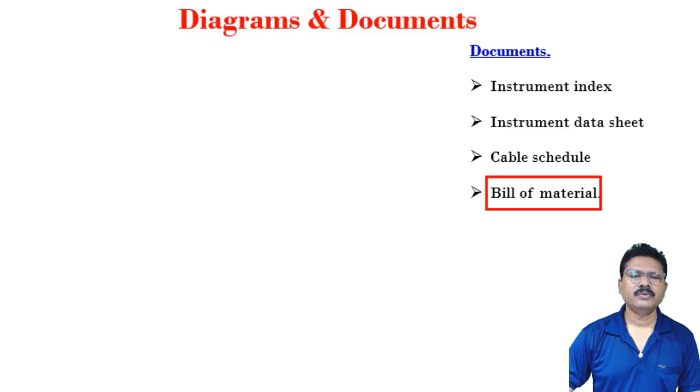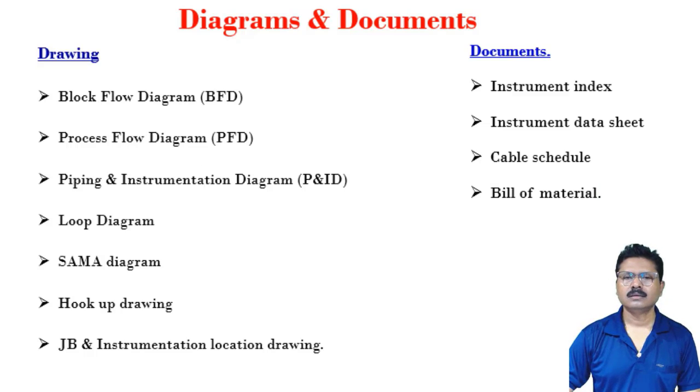Now, the different drawings which are very important are block flow diagram, process flow diagram, piping and instrument diagram, loop diagram, summer diagram, hookup drawing or diagram, JB and instrumentation location drawing. To work in the field, meaning in the process plant, an engineer must know about these different types of drawings.